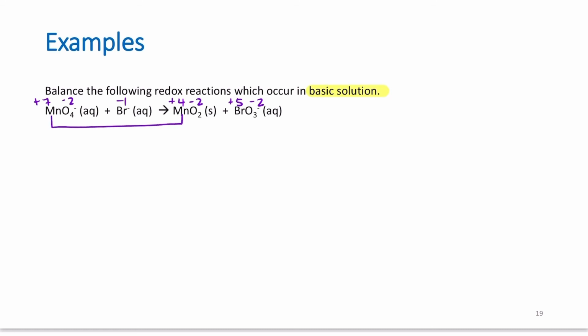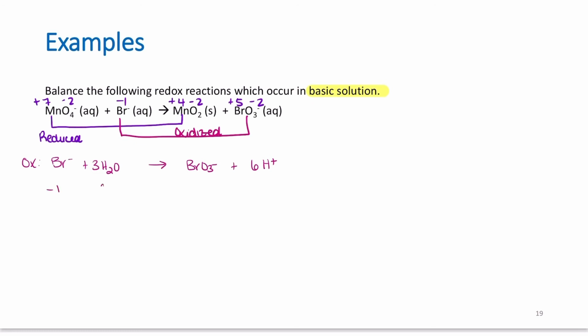Manganese is going from plus 7 to plus 4, so this has been reduced. Bromine is going from -1 to plus 5. This has been oxidized. So let's look at our oxidation equation first. Doesn't really matter which one you do. I just think about it as oxidation reduction reactions. Br- giving me BrO3-. My bromines are balanced, but I need 3 waters to balance out my oxygen. Now I've added 3 waters, that added hydrogens. Now I need to add 6 protons on the product side.